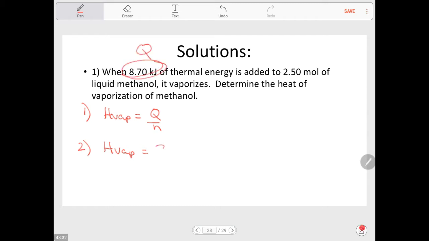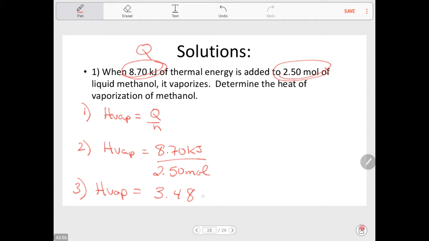Last one. If the theoretical heat of fusion of ice is 6.01 kilojoules per mole, how much thermal energy is required to melt a 100-gram ice cube? Okay, step 1, so H of fusion is Q over N. Remember, it's fusion, that's why I put FUS right there. Step 2, so look at this. They have given us the heat of fusion is 6.01. So this is going to be 6.01 kilojoules per mole.